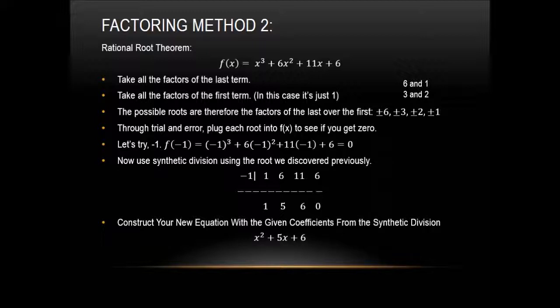So it's x squared plus 5x plus 6. By the way, if you get a 0 at the end of your synthetic division, that tells you you did it right because that's a remainder of 0. So you're fine. Perfect. Awesome.